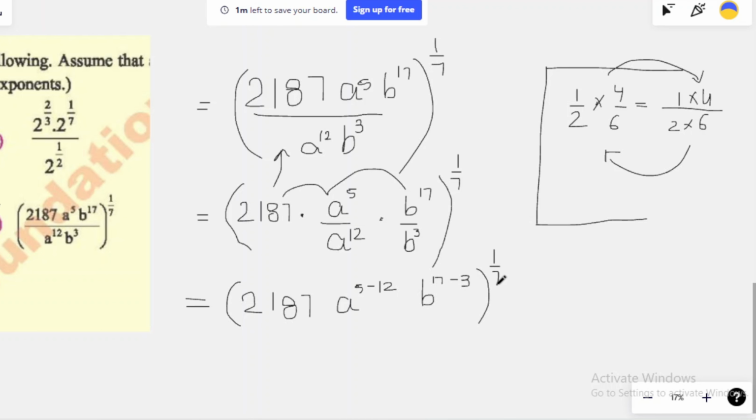Now 2187, and this is a to the power minus 7. We are going to subtract them because 5 is with the positive sign, plus minus minus. So 12 minus 5 is 7 with the sign of the larger value, which is 12, so we are going to write negative. Then we have b, which is 17 minus 3. So 17 minus 3 will become 14, and with the positive sign. Why? Because how do we know the sign of 14 is positive? Because there is no sign in front of it, so it is considered positive. And this whole thing is raised to the 7th root.